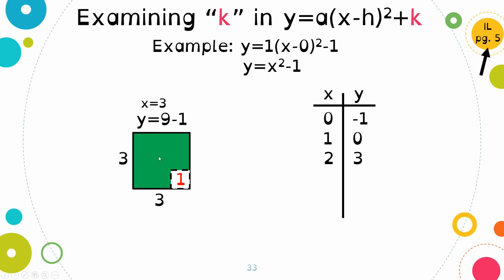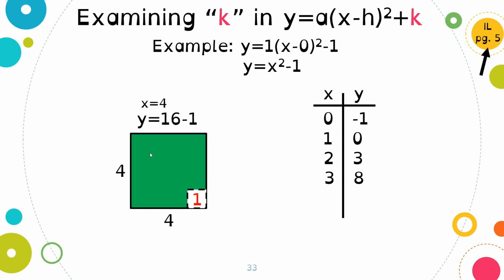When x equals 3, we have 3 squared, which is 9, but then we're taking that 1 away. So we take 1 away, and we're left with 8. So when x equals 3, y equals 8. And then when x equals 4, our side length is 4, our area of our square is 16, 4 squared is 16, take away the 1, so we're left with 15. So when x equals 4, y equals 15. So again, our x's are the same, we pick the same values, but our y values have all decreased by 1 because we subtracted 1.